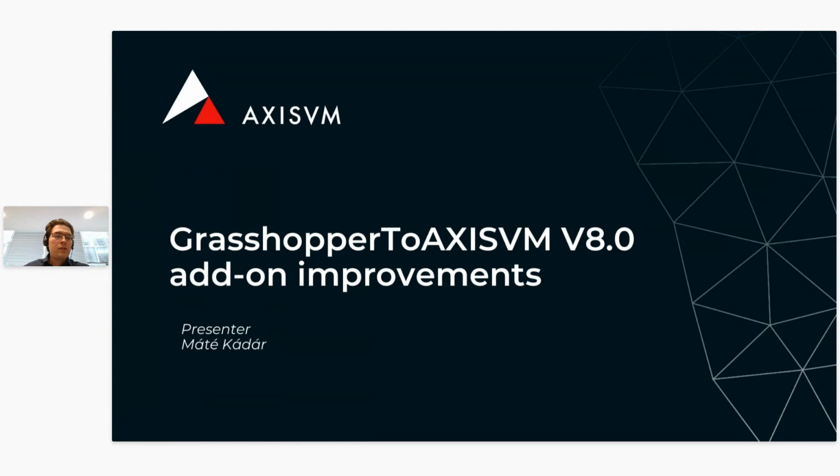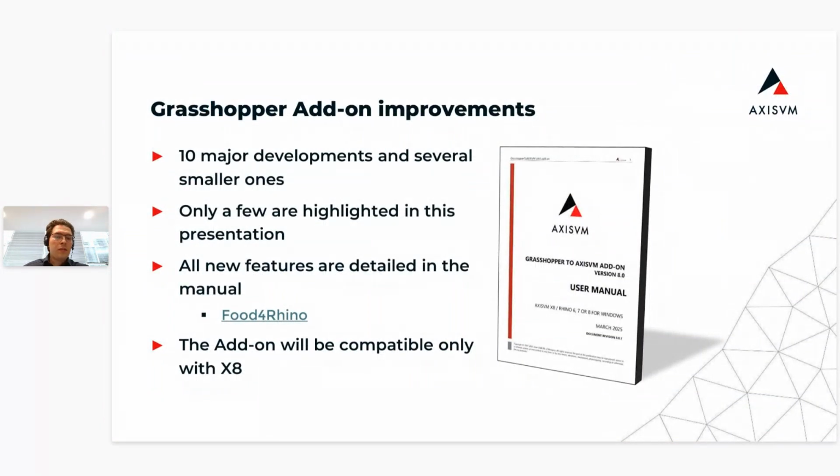The X8 version also brings several new features for the Grasshopper add-on. A total of 10 major improvements have been made, among which several smaller ones. I will now highlight only the few key new features in detail. For a complete list of updates, please refer to the manual. One important note is that the new version of the add-on is only compatible with the X8 version.